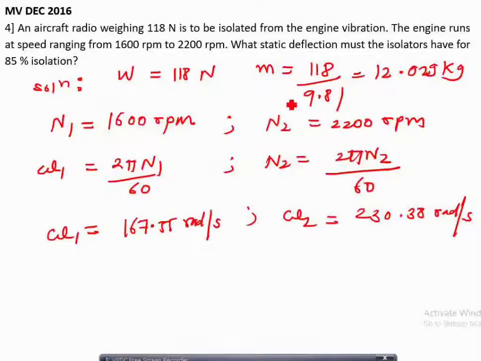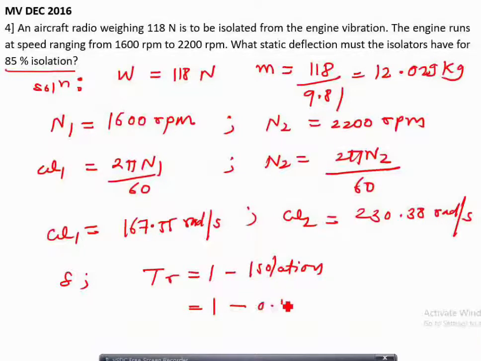Now, what static deflection must the isolator have for 85% isolation? Again, this is a similar kind of problem as problem number 3, only the range of speed is given. So we have to find out delta in such a way that the isolator achieves 85% isolation. We know that transmissibility is equal to 1 minus isolation, so 1 minus 0.85.